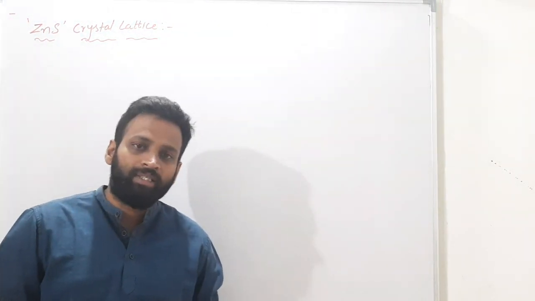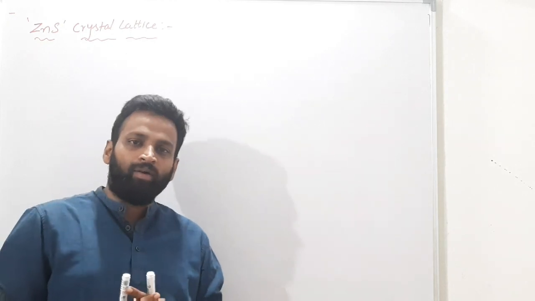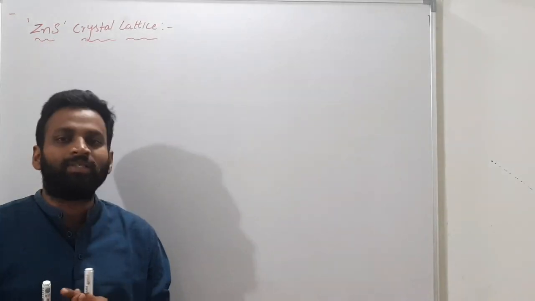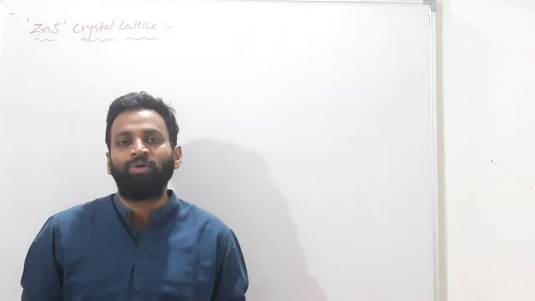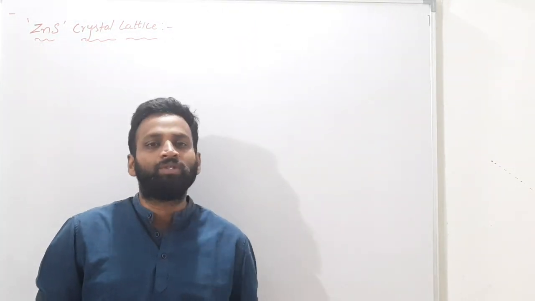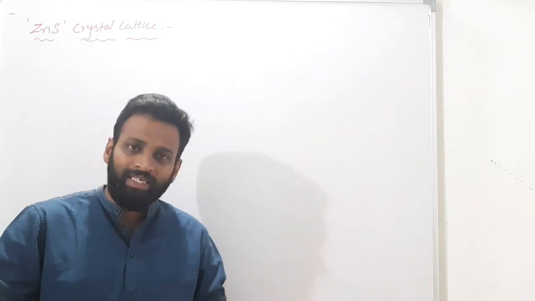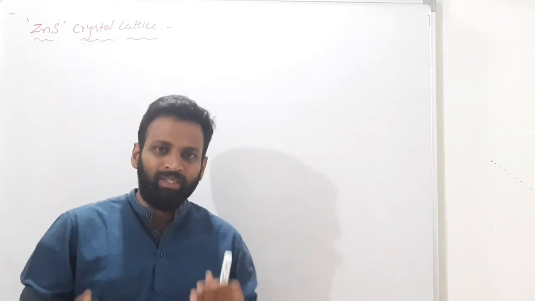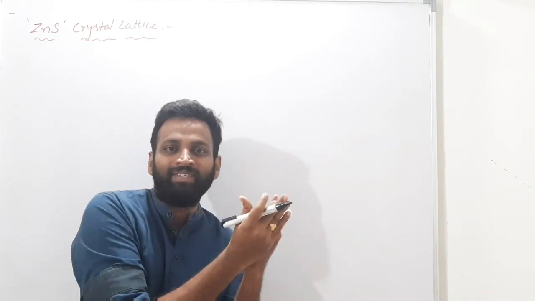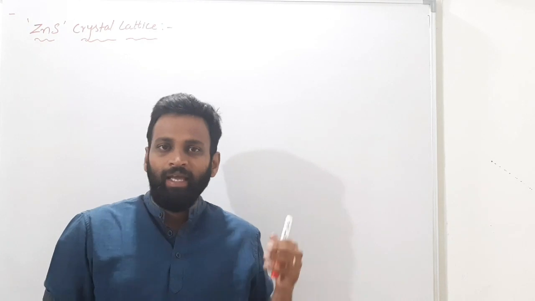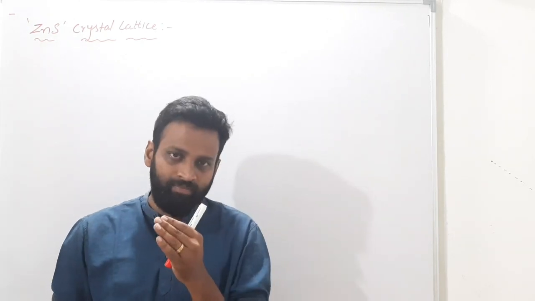Previously we discussed voids, tetrahedral voids and octahedral voids. Now let's discuss some types of crystal systems. Of course, previously we also discussed the NaCl type crystal lattice and cesium chloride. NaCl means FCC, and cesium chloride means BCC.